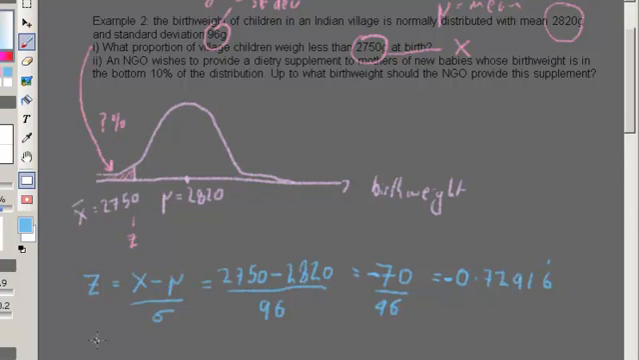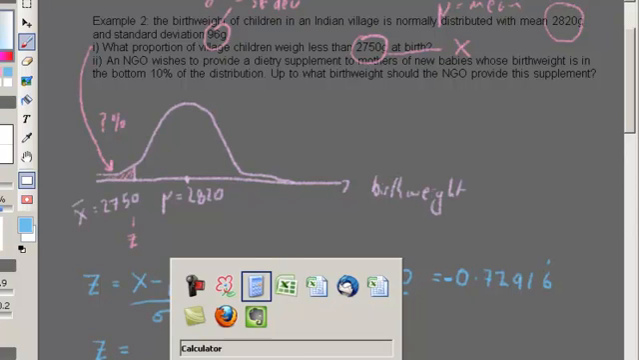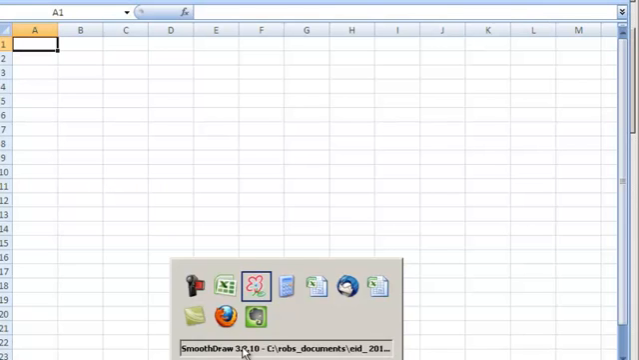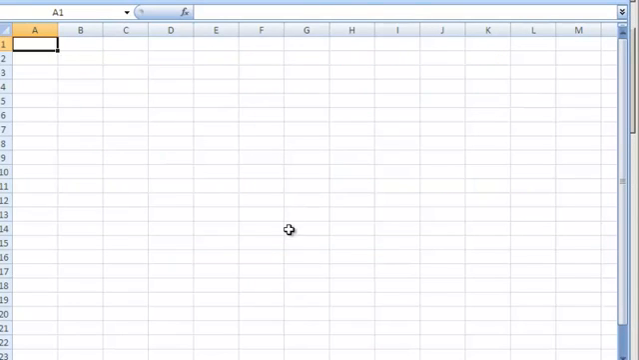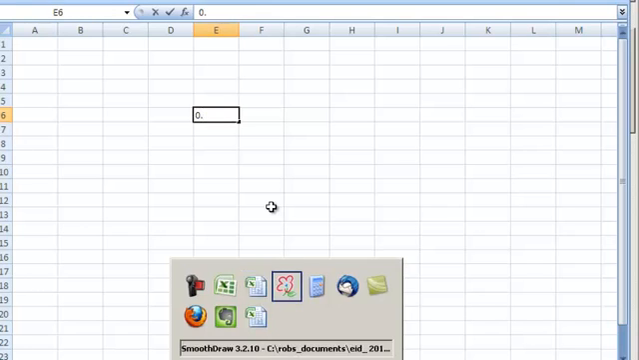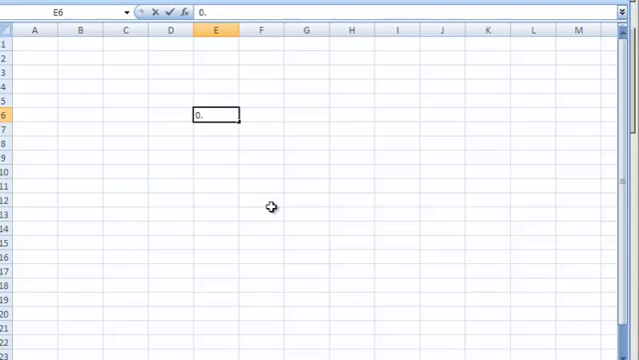Now let's just see if we can get the answer to this from a spreadsheet. Before, I've shown you this one, which has got it built in, but I suppose you might just start with a blank spreadsheet, and you want to know for this number, which I've forgotten already, 0.729166, what proportion of the normal distribution is below that?